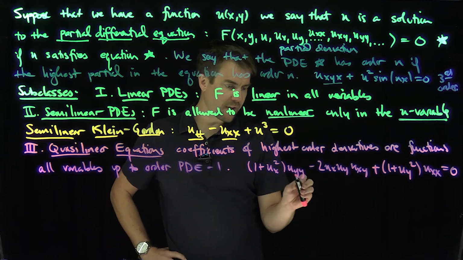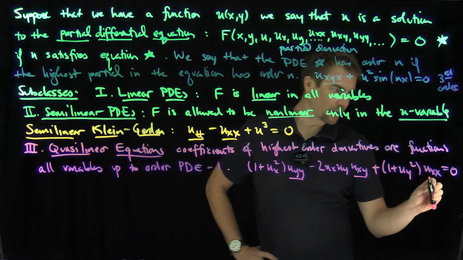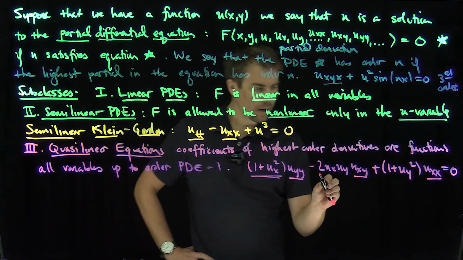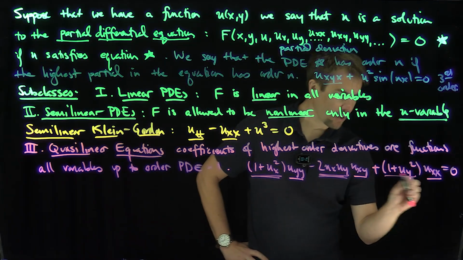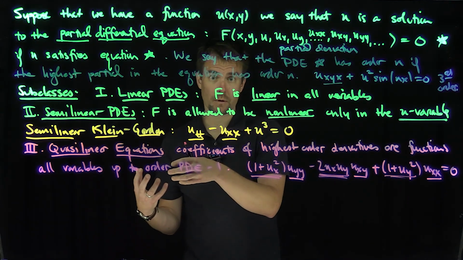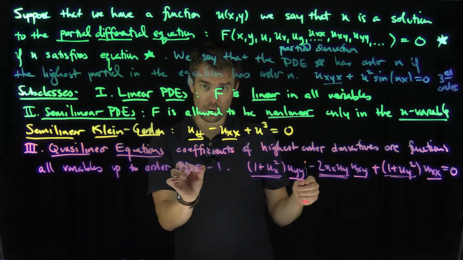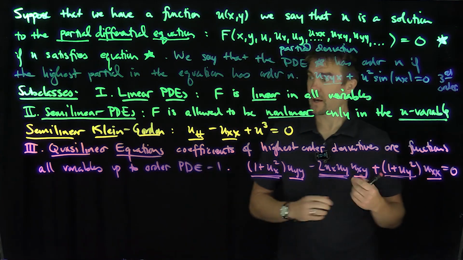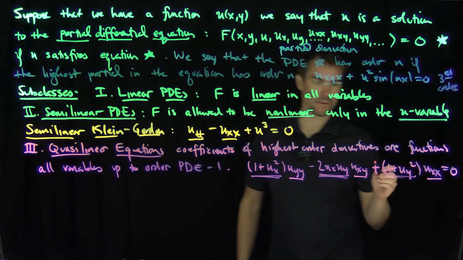And look at the coefficients of the highest derivative. The highest derivative we see is second order. And the coefficients of those second order derivatives are all functions of lower order, right? So the order of the PDE is 2, and so ux is a first order derivative. I'm allowed to have those as coefficients of these things. So this is a quasi-linear equation. This is the minimal surface equation.